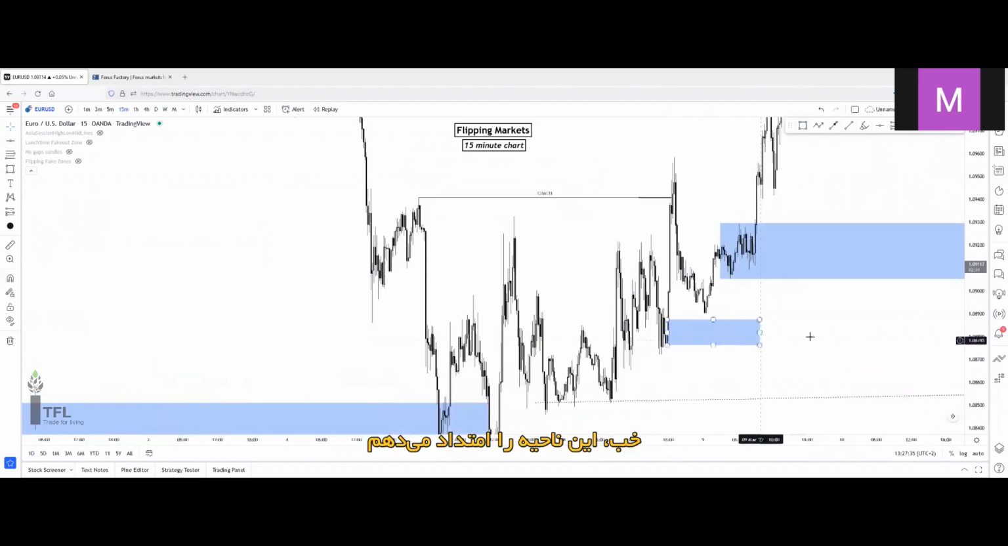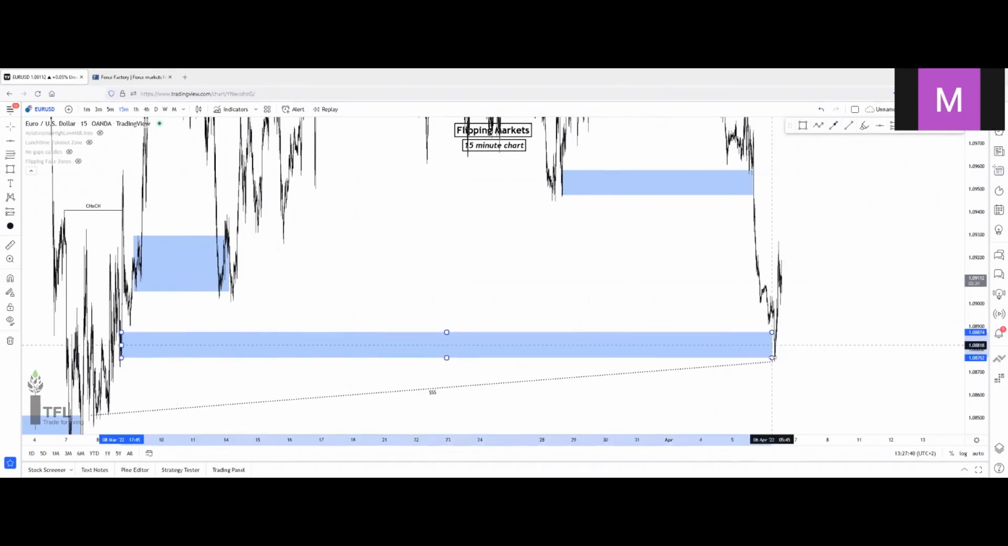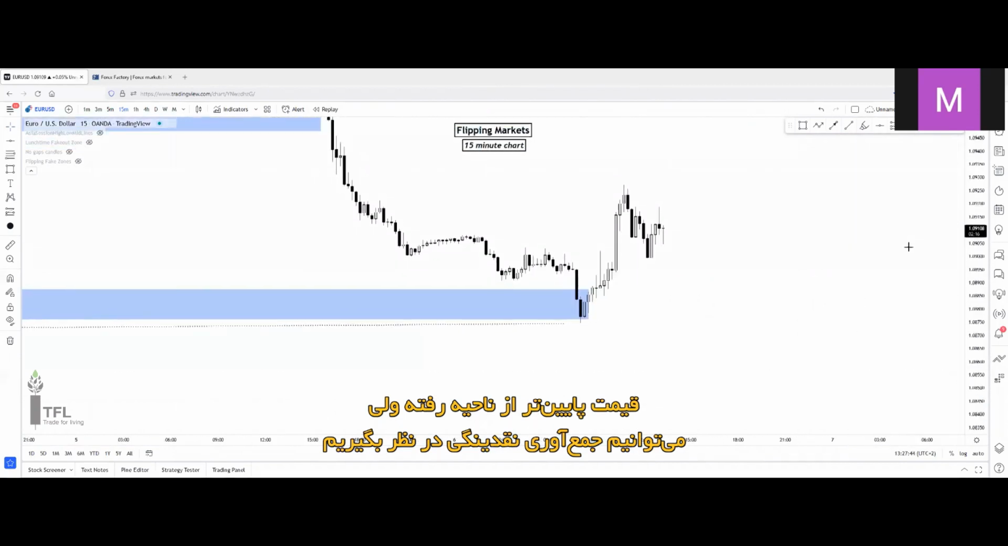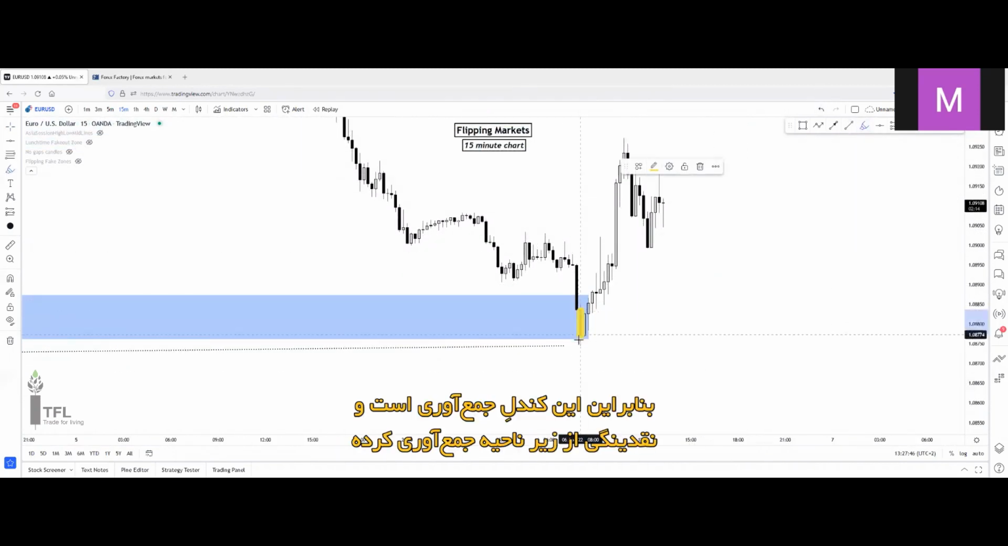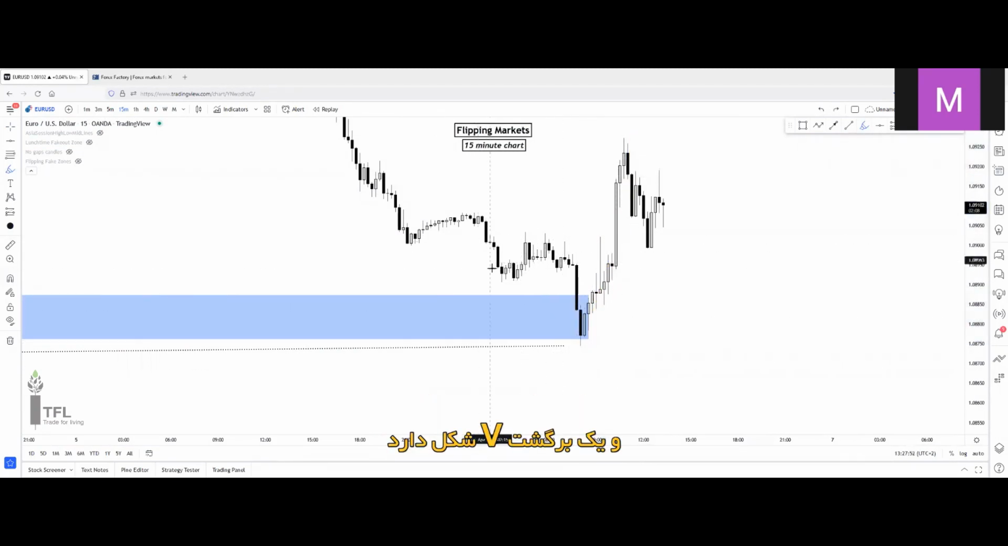Okay, I will just extend this zone. Price just broke below this demand zone, but we could call this a liquidity sweep, as you can see, because it happened as a wick. So this is a perfect liquidity sweeping candle: it swept some liquidity from below this demand zone, closed above the demand zone, and reversed immediately with a huge V-shaped recovery.